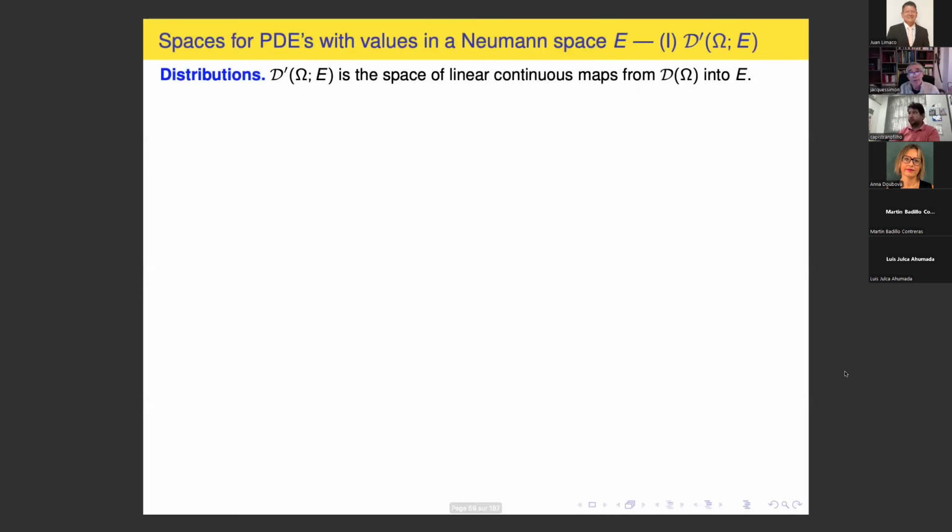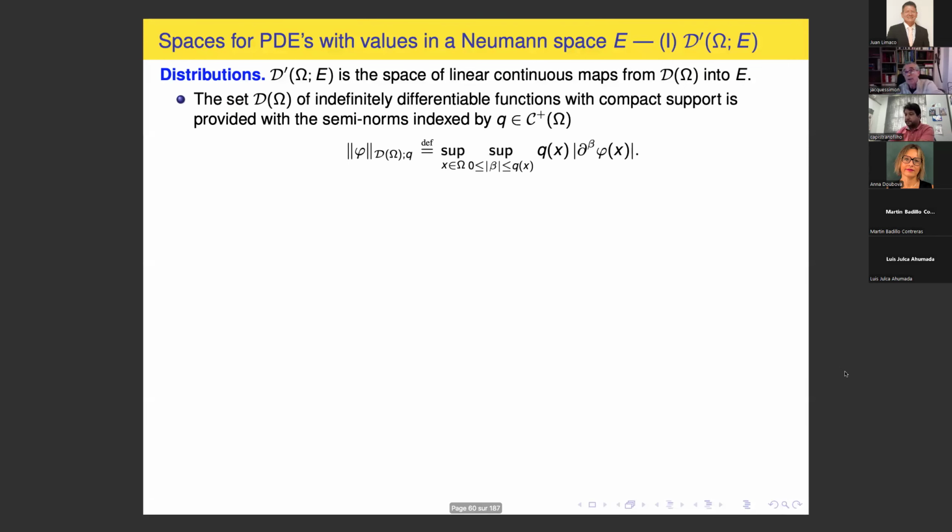The first space is the distributions. The distributions are quite classical if we consider Schwartz's theorem with vector values. They are the continuous maps from D of omega into E, but I use the seminorms indexed by Q, where Q is a positive continuous function, and this is the value of the seminorms.